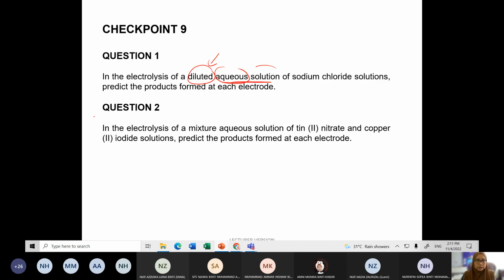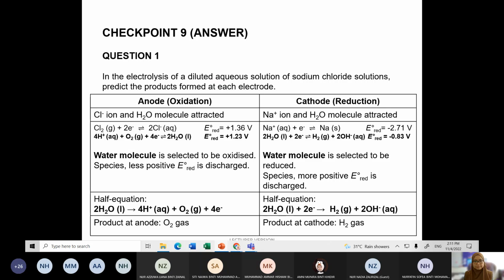Okay, number 2, in the electrolysis of a mixture of aqueous solution of tin(II) nitrate and copper(II) iodide solution. Okay, so mixture aqueous solution, that means normal solution, we have water and the solutes tin(II) nitrate and copper(II) iodide. Predict the product formed at each electrode. So basically you have to list out all the ions for the cathode, all the ions for the anode, and include the water as well. Okay, and then you compare the value. Okay, let's look at the answer.